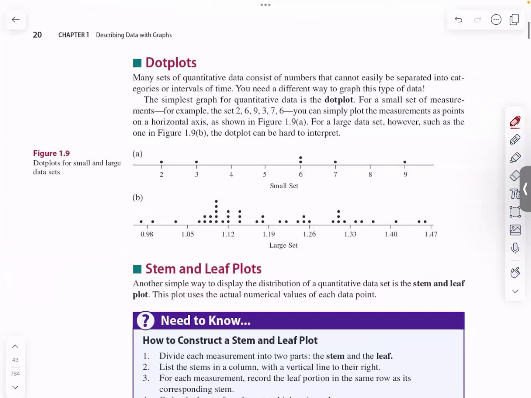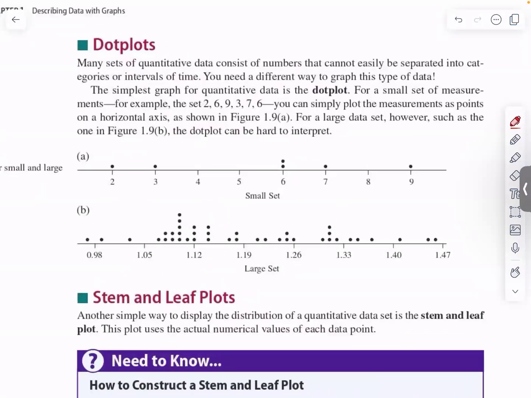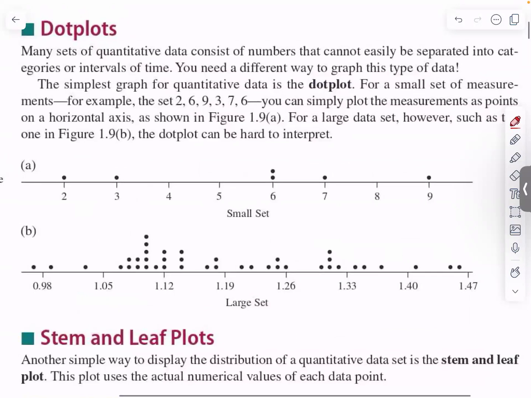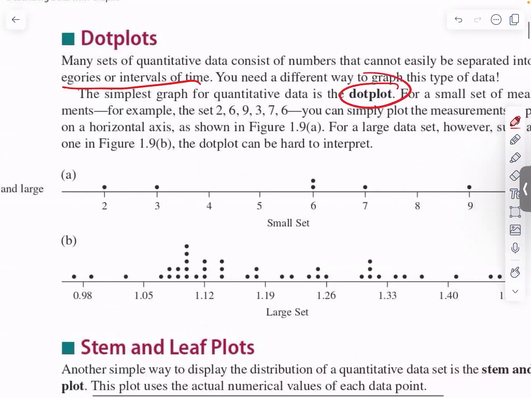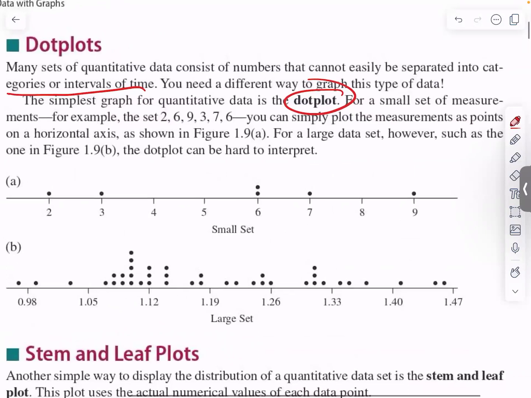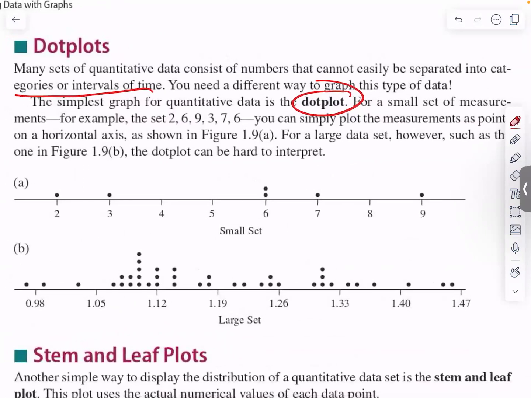And you can also use what is called a dot plot. Many sets of quantitative data cannot easily be separated into categories or intervals of time. You need a different way to graph this type of data, and one example is dot plots. Why do we need dot plots? For small measurements that are not easily separated into categories or intervals. So when you cannot easily separate your data into categories or intervals, and they are very small, use dot plots.